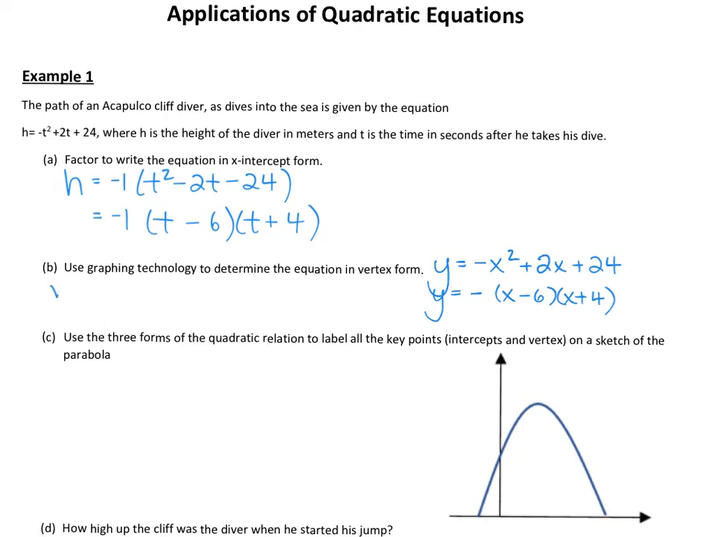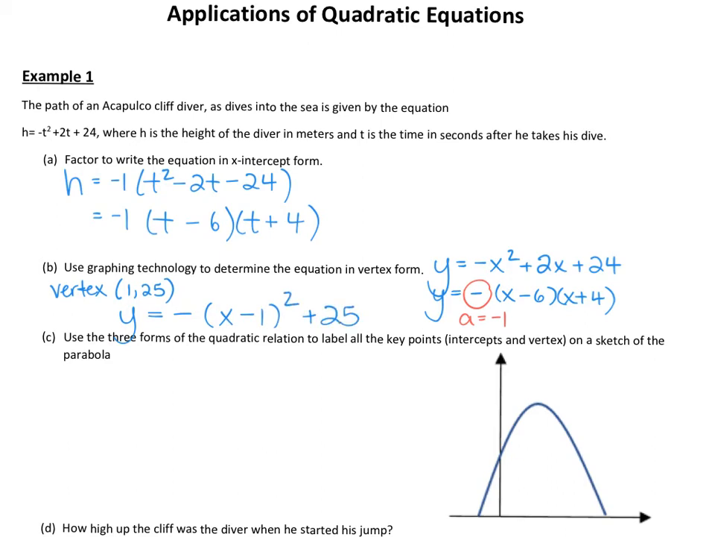Hopefully you can see from the graph just by clicking on the vertex that it has a vertex of (1, 25). We already know the a value: a is -1, and it opens down. So it's the same stretch factor regardless of what form we're in. The equation in vertex form then is y equals -1 times (x minus 1) squared plus 25.